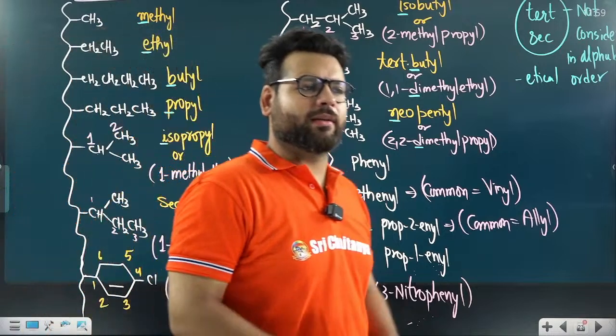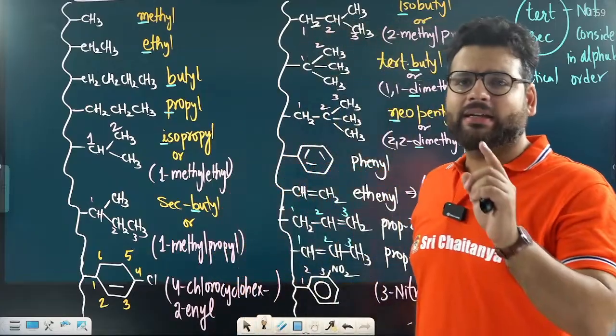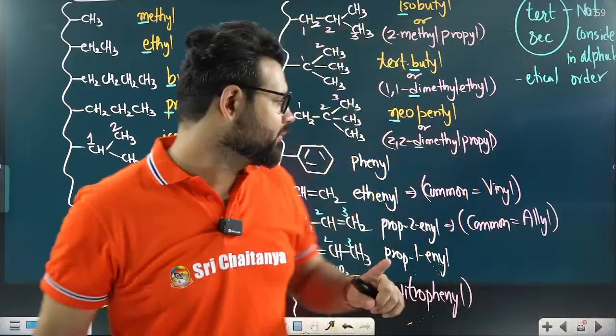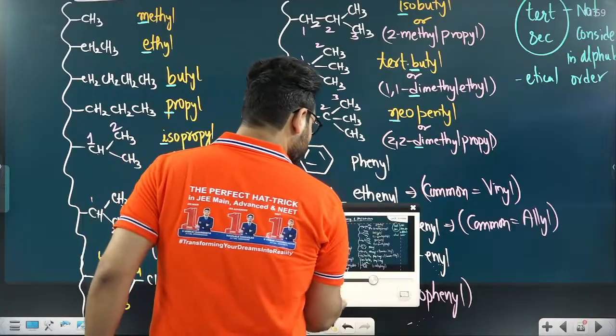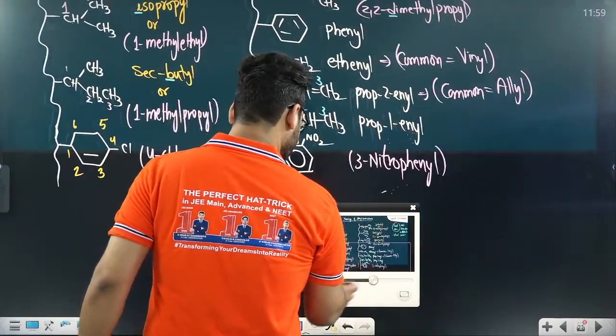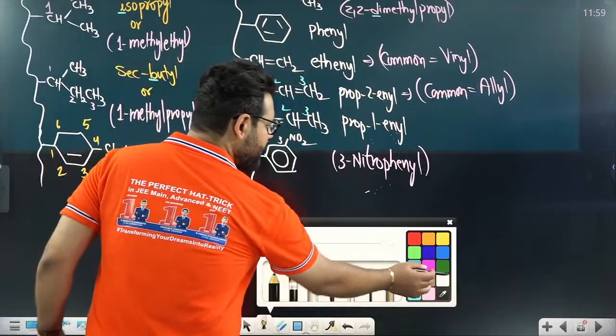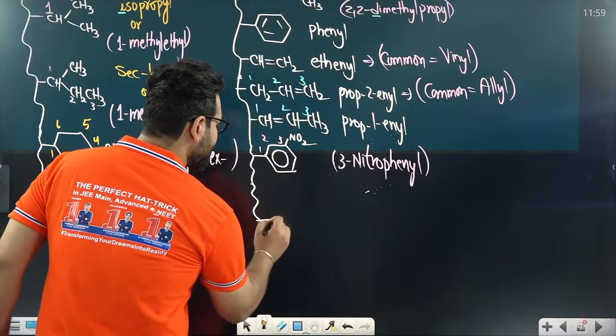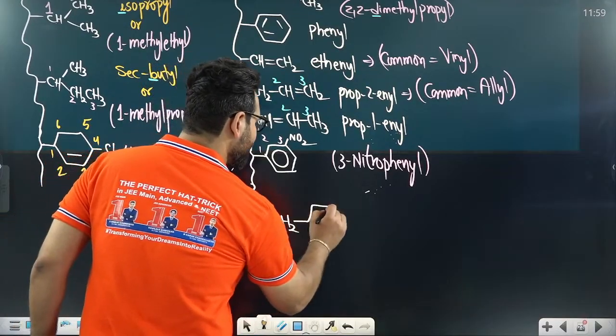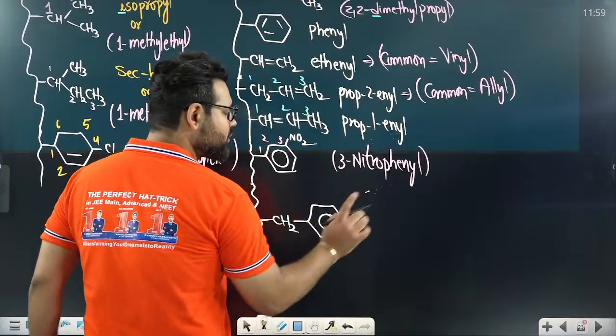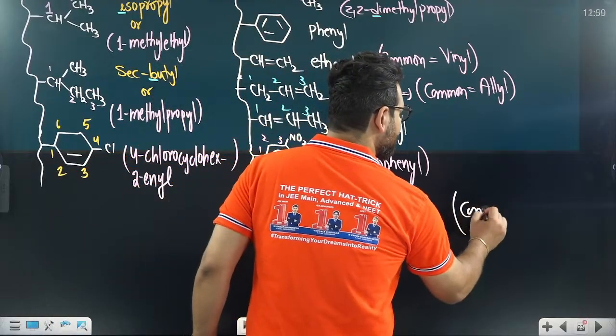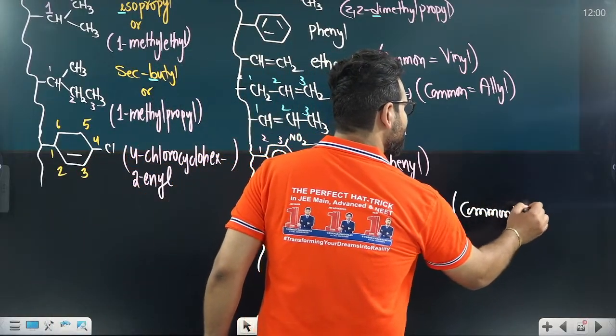Sir, what is benzyl? Sudhakar, benzyl is a common name. It's not an IUPAC name. This group is called benzyl: CH2 attached to phenyl. This is commonly called benzyl, not the IUPAC name.